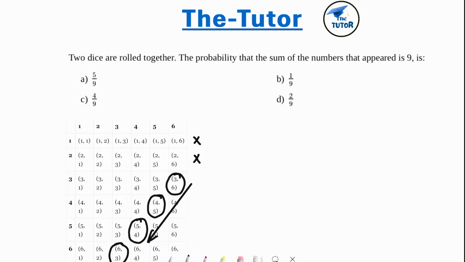So here are all the possibilities whose sum is 9, but you already know the total possibilities are going to be 36, and probability is the ratio of favorable outcomes over total outcomes. So how many favorable outcomes do we have? 1, 2, 3, 4, right? 4 over total outcomes, which is 36, and this is a fraction which can be simplified as 1 over 9. Figure out your option.